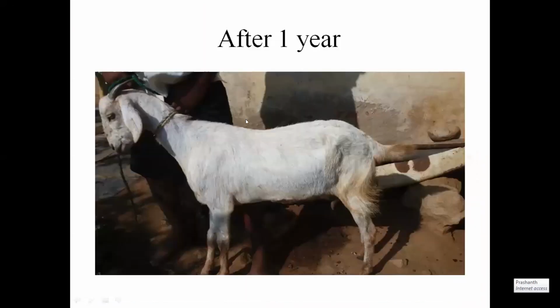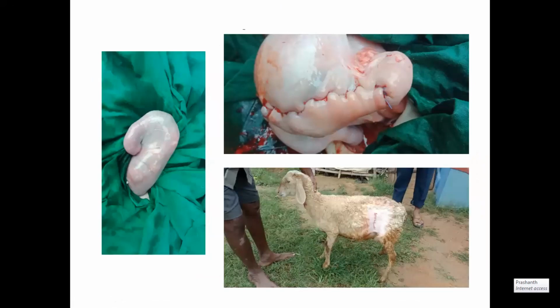This kid survived. This is after 1 year. This animal gave birth 3 to 4 times. After that, the animal owner sold the animal to others. So this is how we can double the income of the farmers by doing surgeries and also by approaching the case systematically. So this is another case of dystocia in sheep.